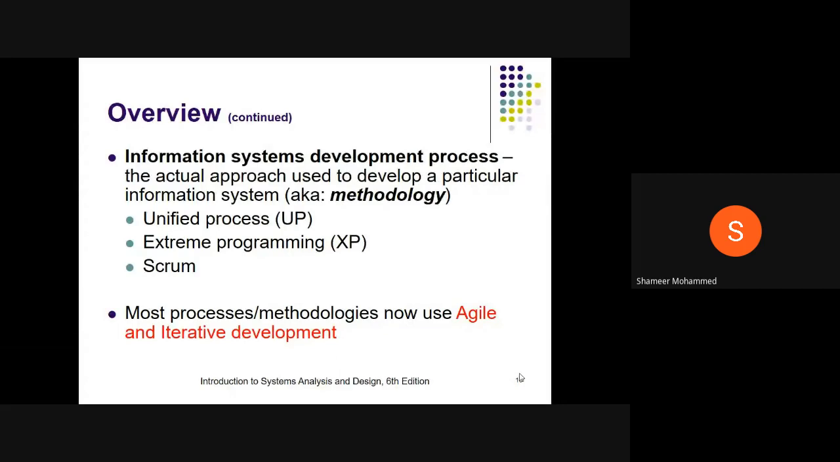Now, what is the process in information systems development? So you are developing an information system. What is the name? SIS system, library system, hospital system, bank system, etc. Anyone, what is the process? What are the steps? The methods to develop an information system, you need to follow some methodology. One approach you have to use. Those are unified process, extreme programming, Scrum.